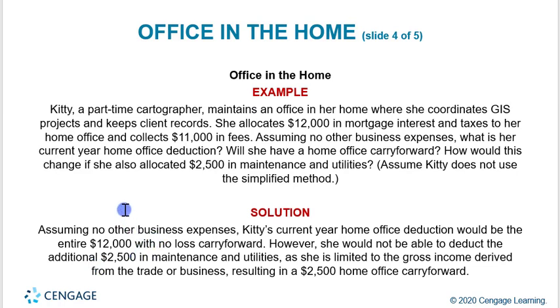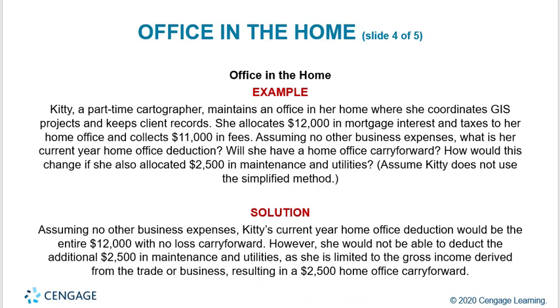So in Kitty's situation, assuming no other business expenses, Kitty's current home office deduction would be the entire $12,000 with no carryforward. However, she would not be able to deduct the additional $2,500 in maintenance and utilities, as she is limited to the gross income derived from the trade or business, resulting in a $2,500 home office carryforward.